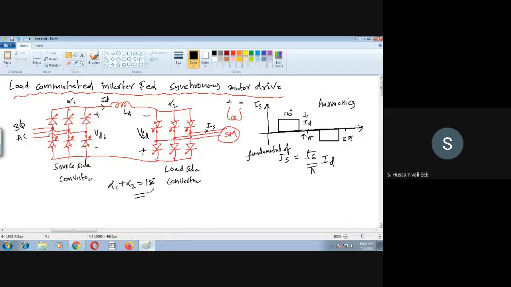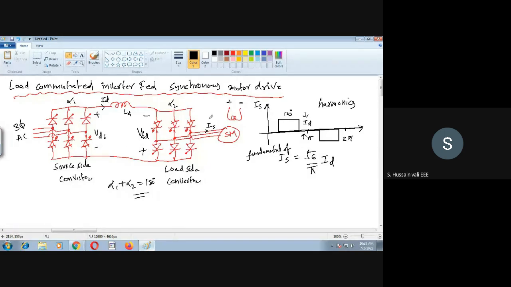This also you know, and you got this relationship. We may require this relationship somewhere while solving any numerical problem. So this is about the load commutator inverter fed synchronous motor drive.